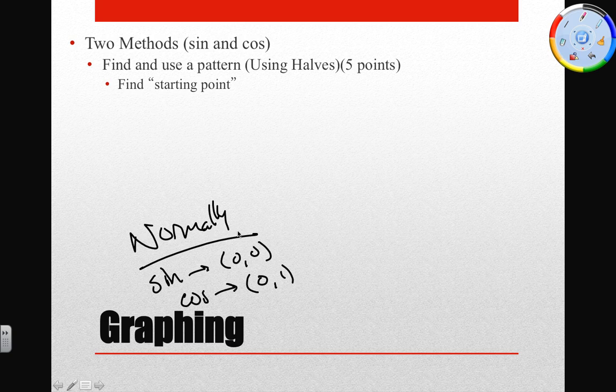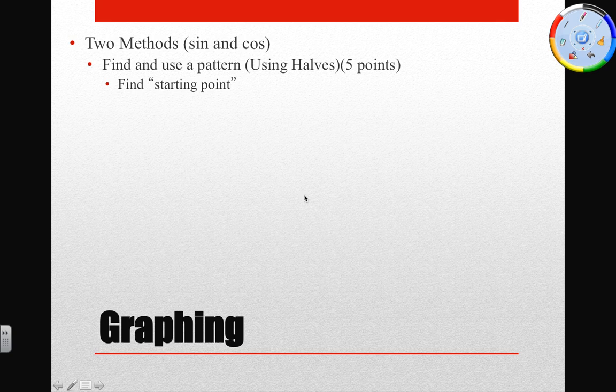However, a phase shift of pi fourths to the right is going to change this to pi fourths, comma 0, and a phase shift of pi fourths there is going to be pi fourths, 1 for cosine. So we just move things to the right or the left depending on the phase shift.